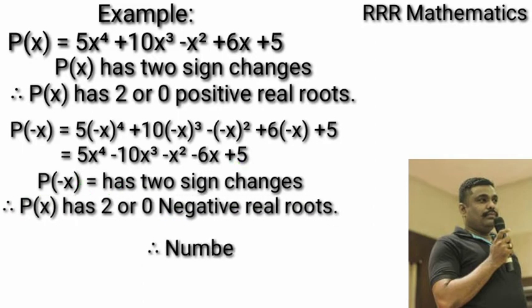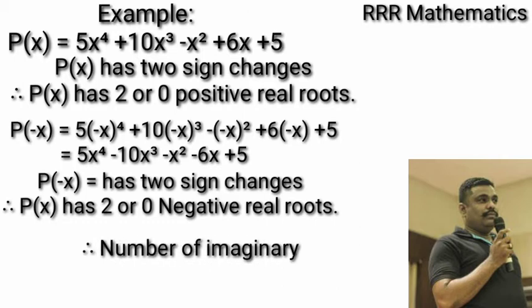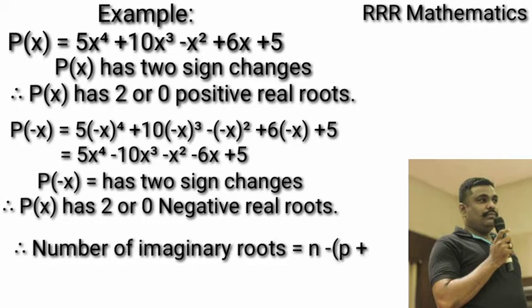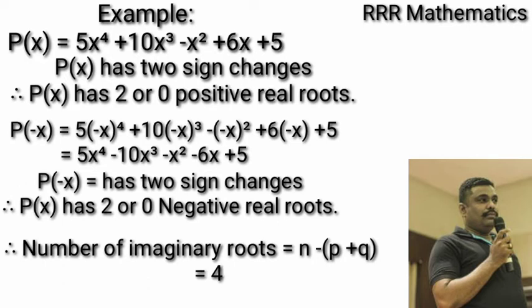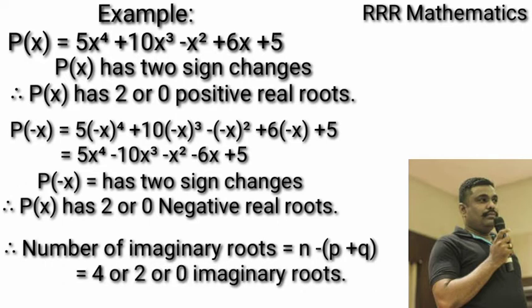Therefore, for the number of imaginary roots in this case we will use n minus (p plus q). Here the p value is 2 at most and the q value is at most 2. Therefore, the number of imaginary roots will be 4 or 2 or 0 imaginary roots.